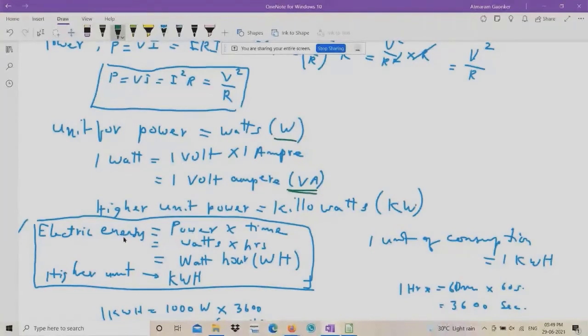Earlier, energy we measured in joules. Now electrical energy we will measure in a new unit, which is a commercial unit, and based on that commercial unit, we are billed at our residence for consuming electricity. So electric energy is power multiplied by time, and power is in watts and time is in hours. Here the time is taken in hours, remember, only for the commercial unit. So it is watt hour, and the higher unit is kilowatt hour.